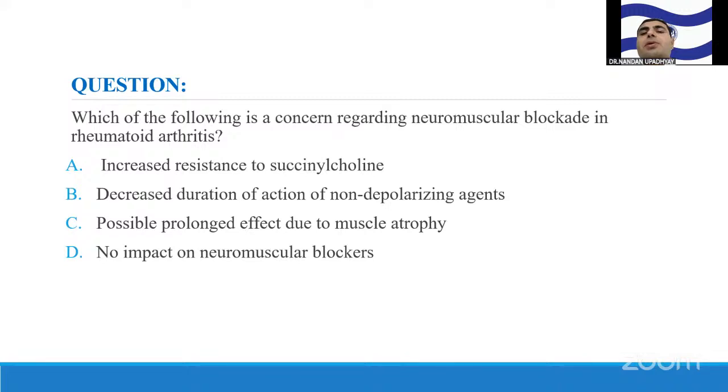Yes, all participants got the right answer. Due to disuse or limited movement, there is atrophy of the skeletal muscles. The neuromuscular junctions are fewer. So there is a possible prolonged effect with a normal dose of neuromuscular blocking agent. Next question.